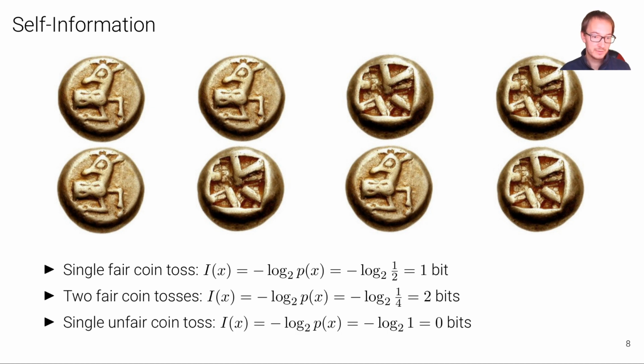On the contrary, let's go back to a single coin toss. If we have an unfair coin that always comes up heads, I'm not sure if that's physically possible, but assume there's a coin that always comes up with heads. So it's a very unfair coin. The probability of this happening is 1 now. And so the information for this event is minus log 2 of 1, which is 0 bits. Because it always comes up heads with certainty, we have 0 bits of information as desired.